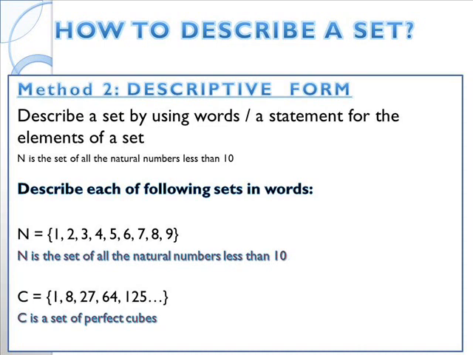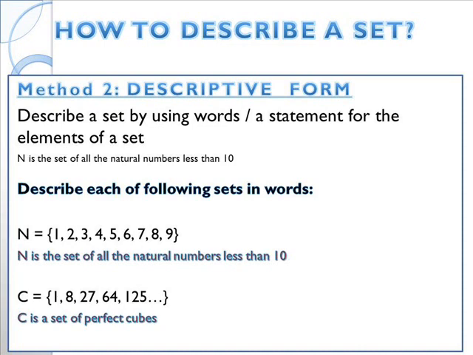Here we are required to describe each of the given sets in words. The first set is N = {1, 2, 3, 4, 5, 6, 7, 8, 9}. These are natural numbers less than 10, so we will simply describe this set by using words. N is the set of all natural numbers less than 10.